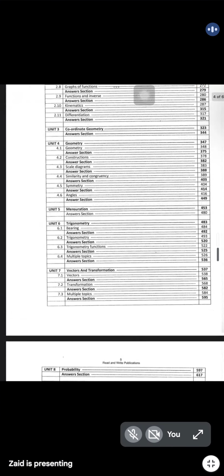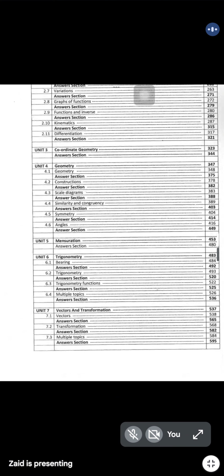All right. If you can see here, you're having geometry. In geometry, we have done similarity. Congruency is not coming, so similarity we did. Symmetry we have to do, and inshallah, next Monday or Tuesday we are going to do symmetry, an easy peasy topic. We are jumping into angles, and that's 416. In 416 and onwards till 449, you can get circle theorem questions.